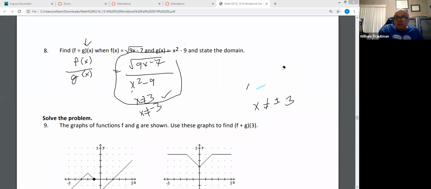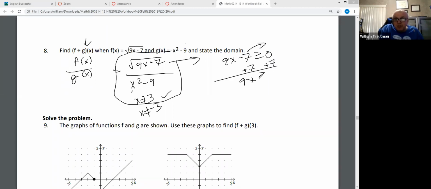Now we still have to find the domain for the top part. Remember, the inside of a square root has to be greater than or equal to 0. So I'm going to take the 7 over to the other side. 9x is greater than or equal to 7, and divide by 9. So x is greater than or equal to 7 over 9.